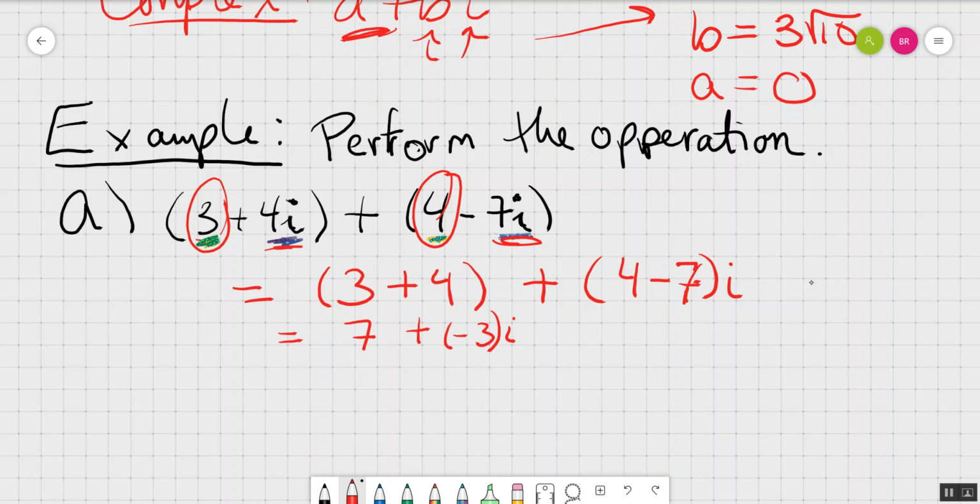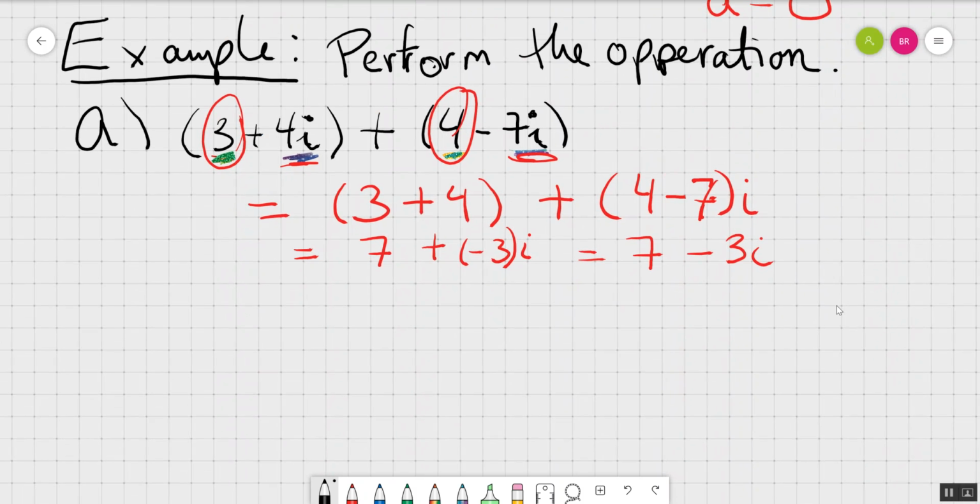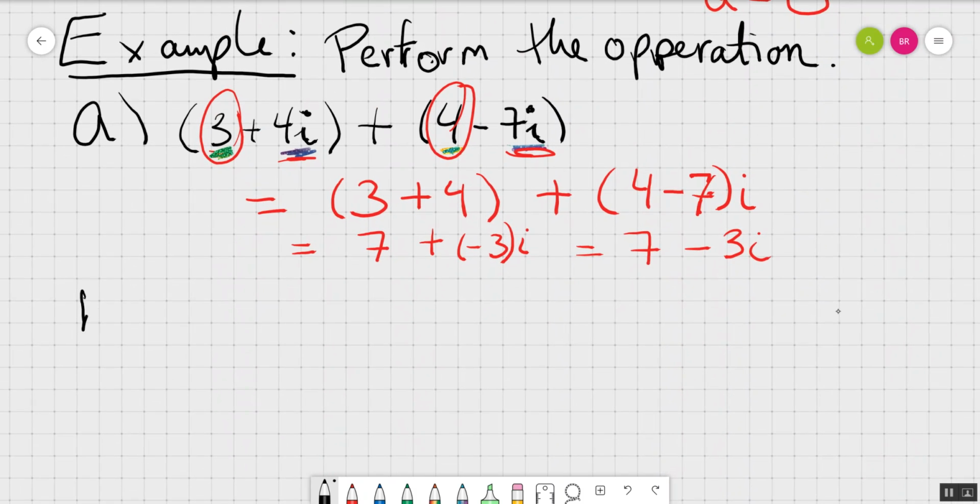Now I like to write my negatives like this. If you don't, you could totally write this as 7 minus 3i, which is a little simpler, a little bit less long. That's the word I want. Let's do another one. So for this one, I'm going to write it out. I want you to anticipate what you think is going to happen for this.